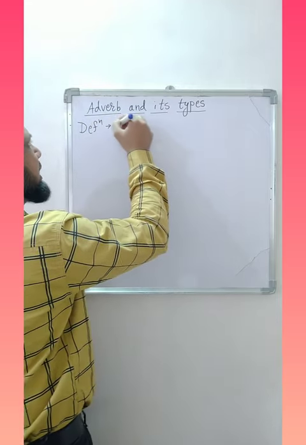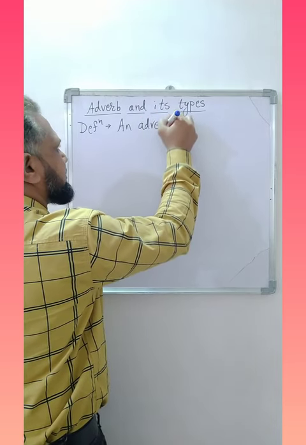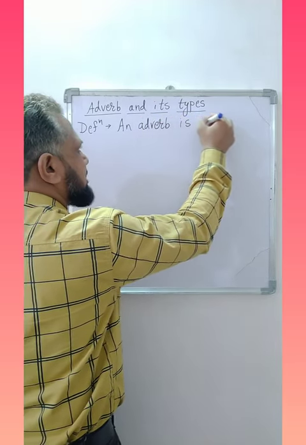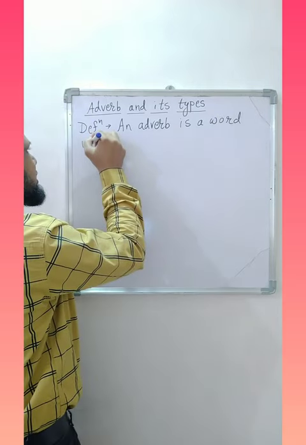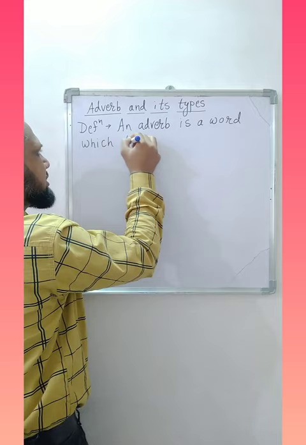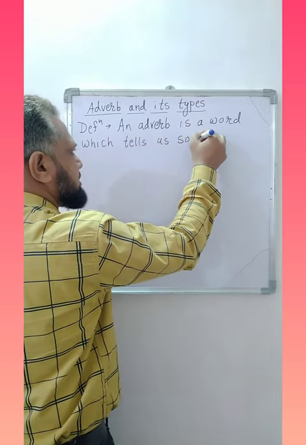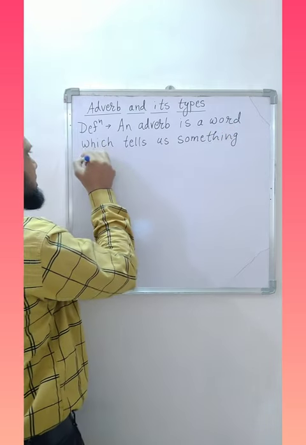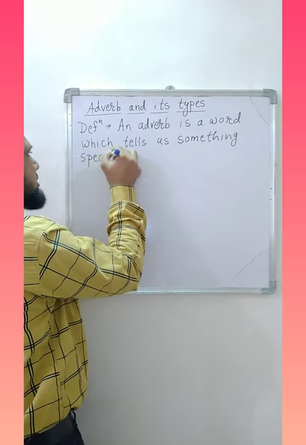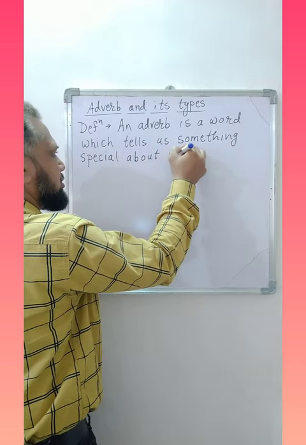Definition, okay. An adverb is a word which tells us something special about verb.